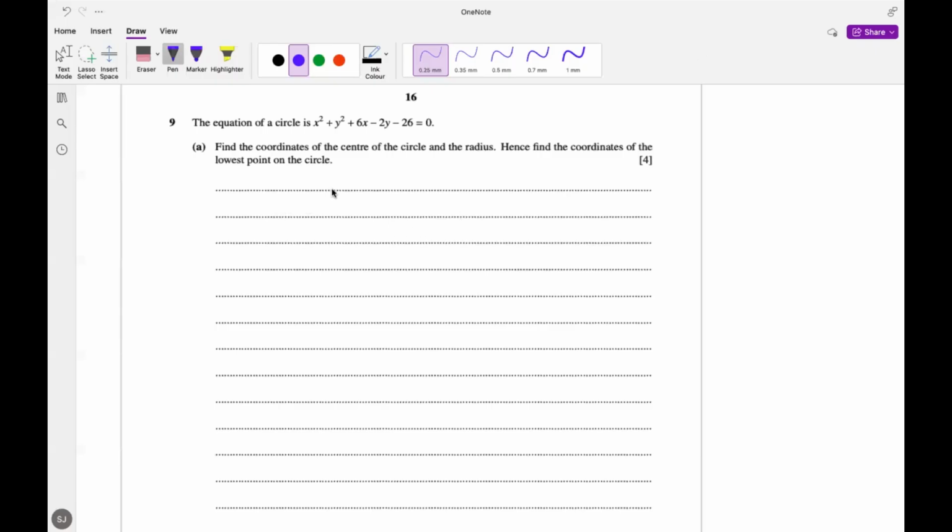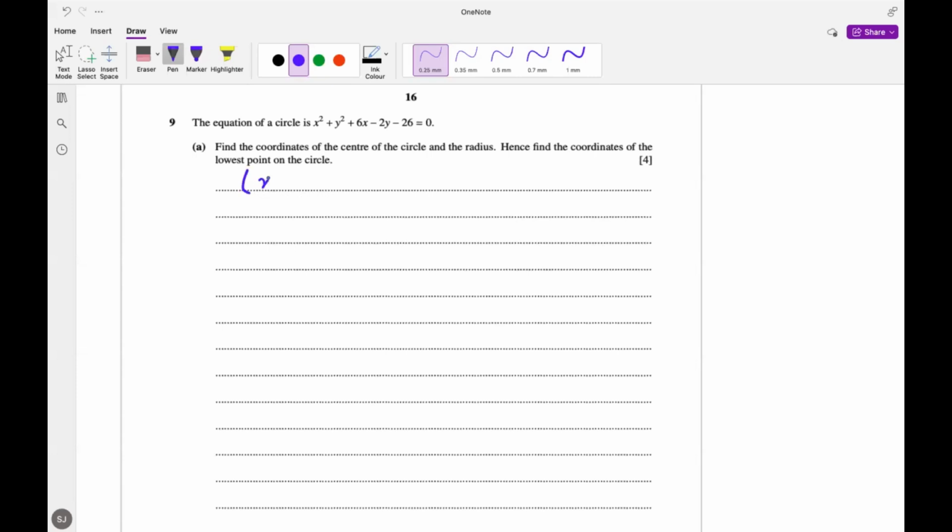In question 9, the equation of a circle is x squared plus y squared plus 6x minus 2y minus 26 equals 0. We have to first find the coordinates of the center of the circle and the radius, and then find the coordinates of the lowest point on the circle.